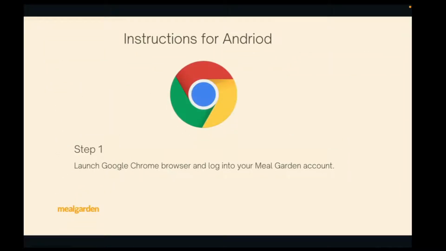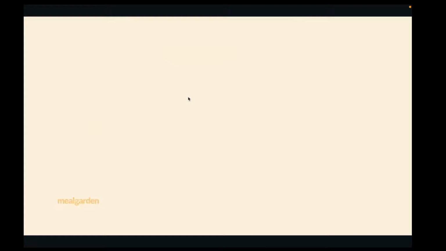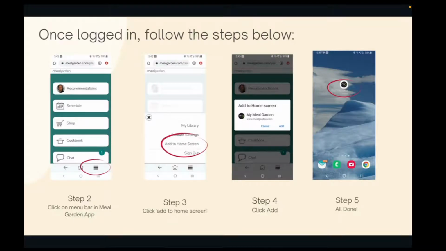Now, I don't have an Android phone. I use an iPhone. So if you do use an Android phone, like a Samsung, which is probably the most popular kind, you're going to launch your Chrome browser to get to the app, okay? There's no app store for the Meal Garden app. It's over the browser. So you're going to launch your Chrome browser. This is the icon you're looking for. You click on that. You're going to go ahead and log into Meal Garden.